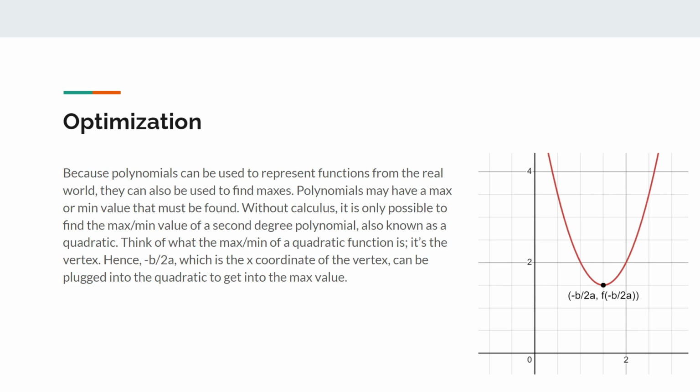So polynomials have a max and min value, and for a quadratic, it's the vertex, right? And you know how to find the vertex. This is negative b over 2a, and then plugging that negative b over 2a gives you your y value. So if you were ever asked, hey, find the max value of this quadratic, just do negative b over 2a. But another thing is also vertex form.